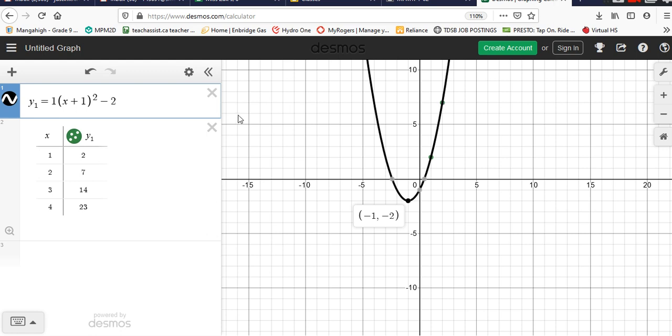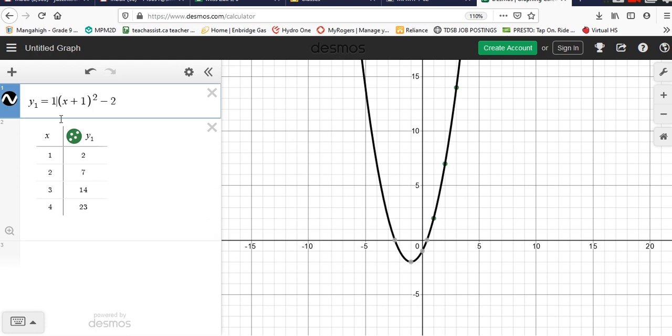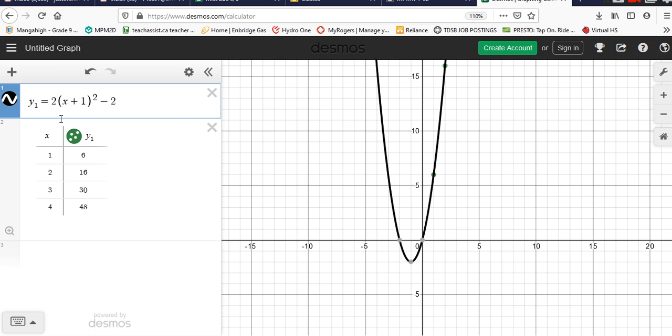Okay. Now, my question then is, what happens if the A value is not 1? Well, remember, the A value, or in other words, the vertical stretch or compression, will only affect the Y value because we're vertically stretching or compressing it. We're not horizontally stretching or compressing it. So let's change it to 2. Let's see what happens. If I go 1 over, I'm not going 1 up anymore, I'm going 2 up. If I go 1 over, am I going up 3? No, but instead I'm going up 6.